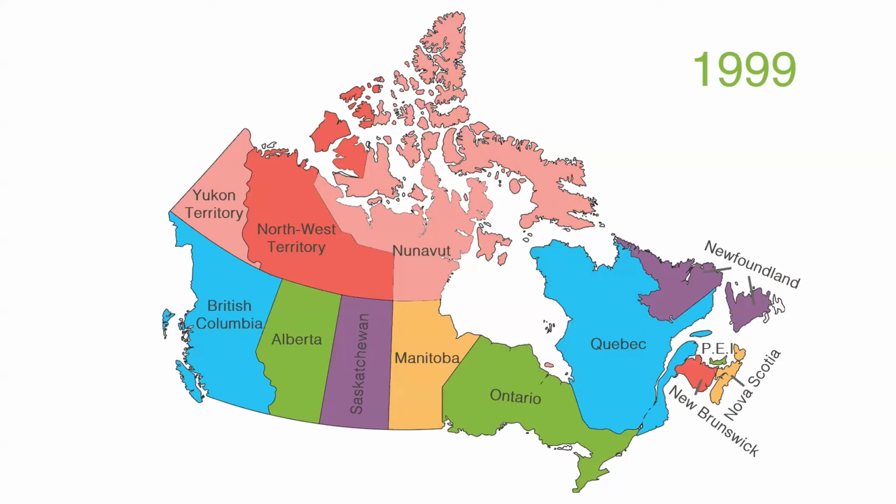And so that was the first time after 50 years of any sort of boundary changes, any sort of addition into the Confederation of Canada. But by 1999, you can see a lot of the borders are formed to what we know today as our different provinces.